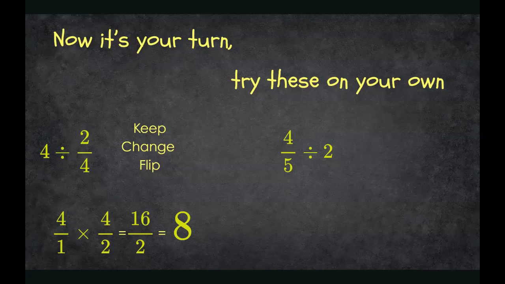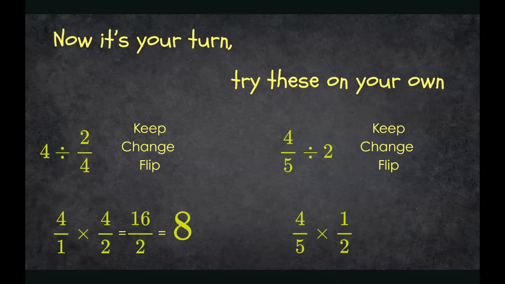And then our last problem, 4/5 divided by 2. Again, keep, change, flip. Keep 4/5 the same, change the symbol to multiplication, flip that whole number, and remember 2 is 2 over 1. We're going to flip it, and it's going to become 1 over 2. We are then going to multiply straight across, 4 times 1 and 5 times 2. That's going to give us 4/10.